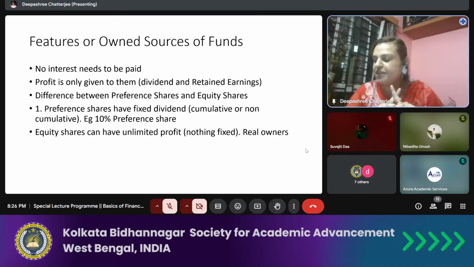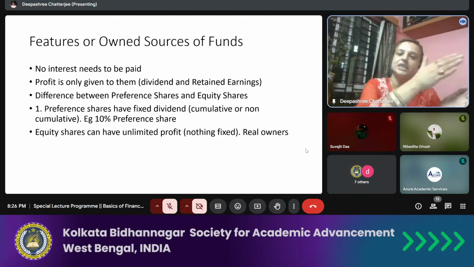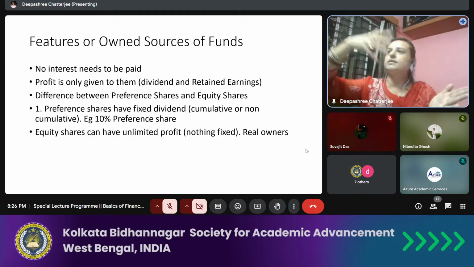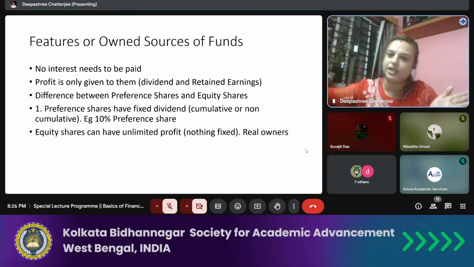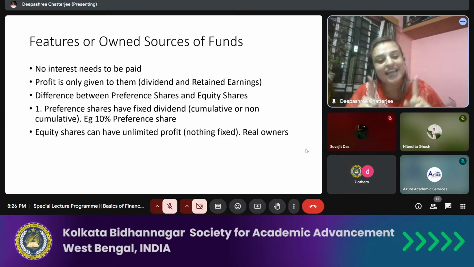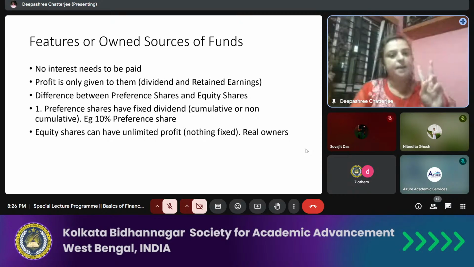So that is why the preference shareholders also do not have the voting right, because they only get a fixed share of dividend, and whatever the rest of the profit is distributed only to the equity shareholders. So preference shareholders do not have the voting right. Equity shareholders have the voting right in electing the board of directors who run the company. Right? So this is the main feature of own sources of funds.